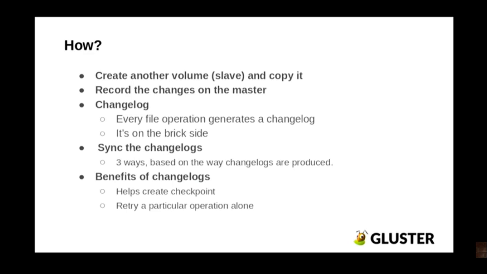Also, if a particular write fails for some reason, we can retry that particular write alone. And then the other thing is you have to record the changes that are going in on your master side, and then these recorded changes will be synced from the master side to the slave side, which is one particular Gluster volume in some trusted storage pool. We came up with something called a change log. Content from the master volume will be synced across, and a change log is basically a translator.